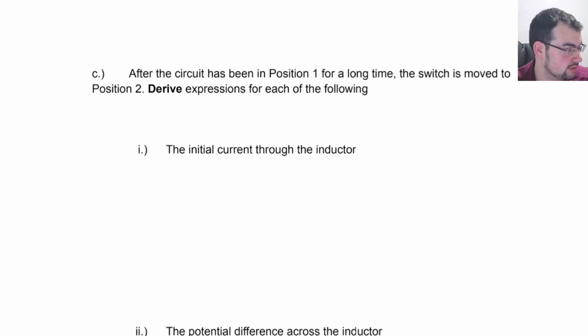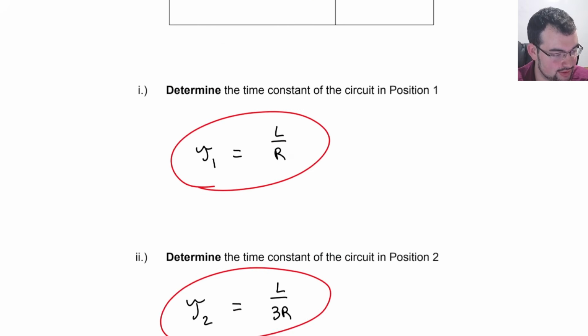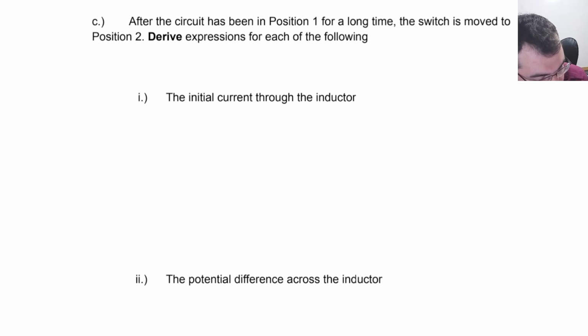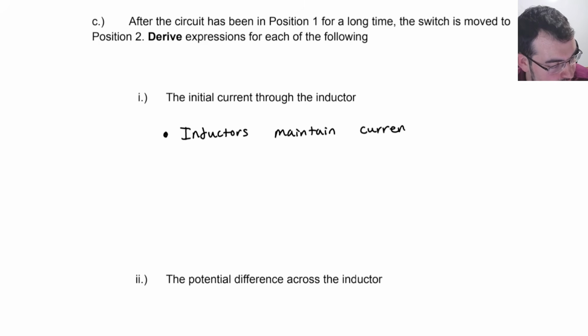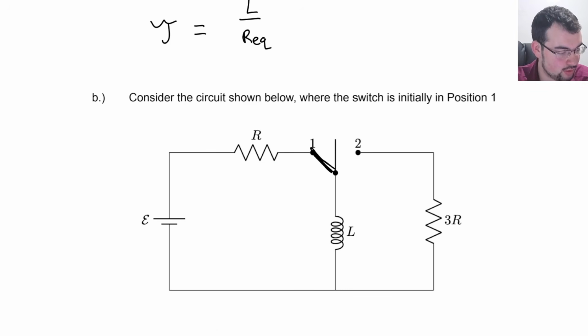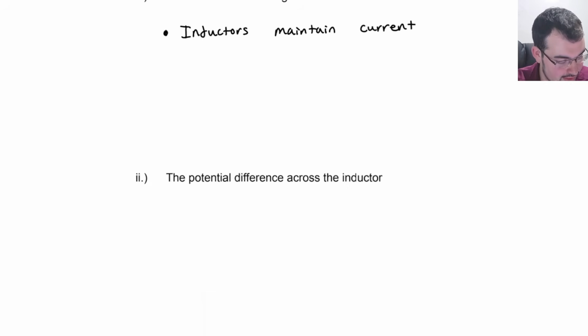After the circuit has been in position 1 for a long time, the switch is moved to position 2. Derive expressions for each of the following. The initial current through the inductor. Well, we know that inductors maintain current at short times, at least. So if we are in position 1 for a long time, the current is going to be the Ohm's law current, E over R. And as soon as we flip to position 2, that inductor is going to maintain that current.